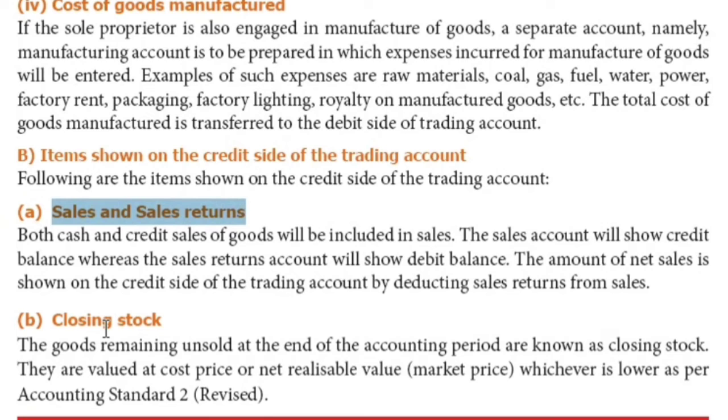Other than this, the last item on the credit side is closing stock. Okay, only these 2 items will be there. Other than this, you won't get any item on the credit side. By mistake also, don't write anything on the credit side except for these 2, that is sales and closing stock.